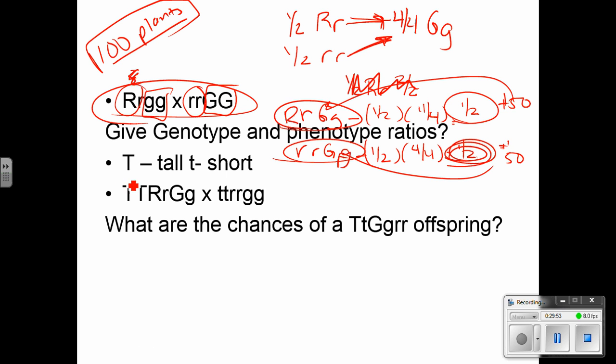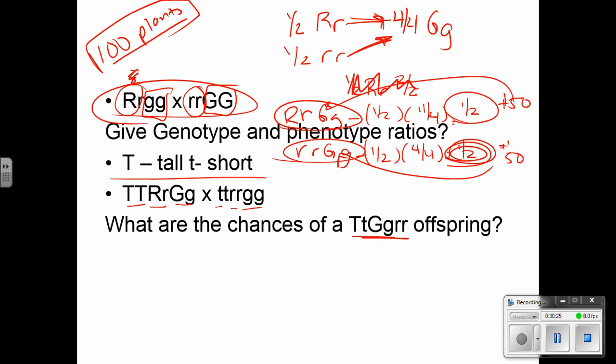Here's another example, tall and short. And we're actually using tall, round, and green here. And then we're using short, wrinkled, and yellow. So we're actually combining 3 traits now. What are the chances of getting this offspring? So we could actually sit here and multiply it out to figure out every single possible offspring, but they're just asking us about one. So that makes it a whole lot easier.